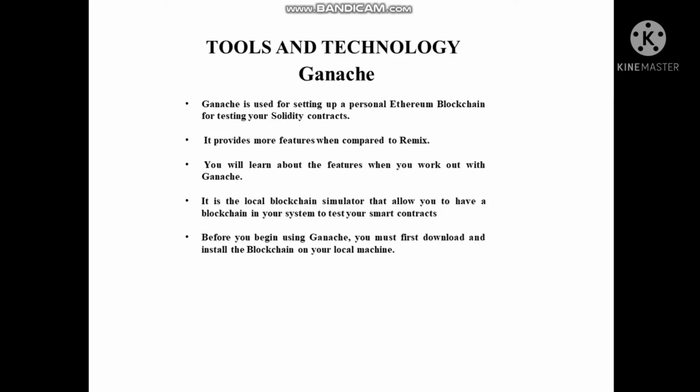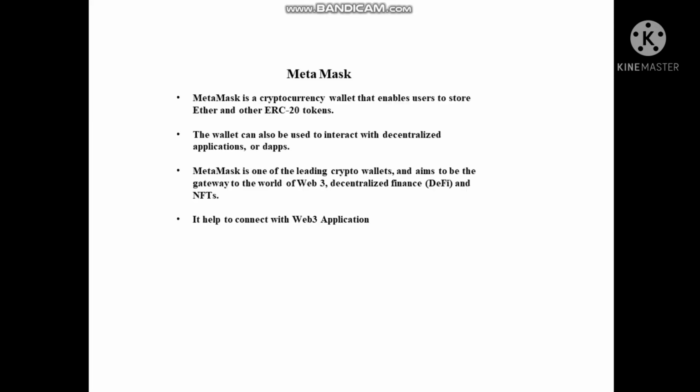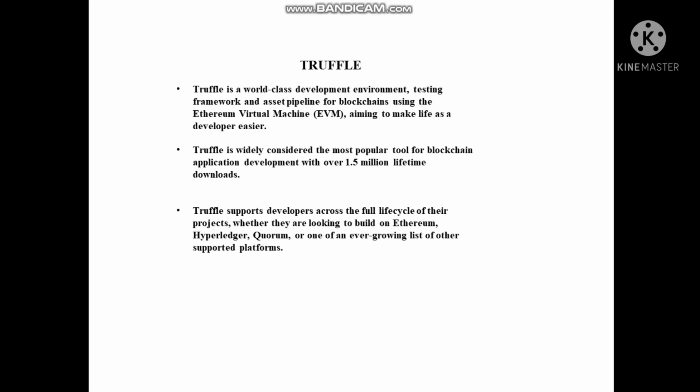So now we come to the tools and technologies that are used in this project. Ganache is like a local simulator that provides a blockchain on our computer system. MetaMask is a cryptocurrency wallet that enables users to store Ether and ERC20 tokens. This wallet can also be used to interact with decentralized applications, and it also helps to connect with Web3 applications. Truffle is a world-class development environment and testing framework which is based on the Ethereum virtual machine.